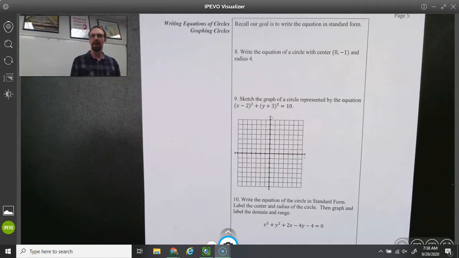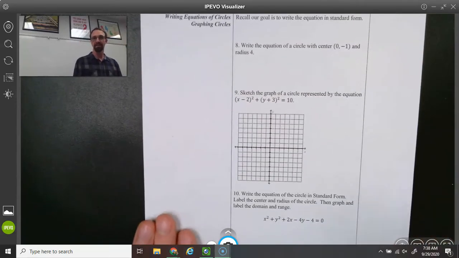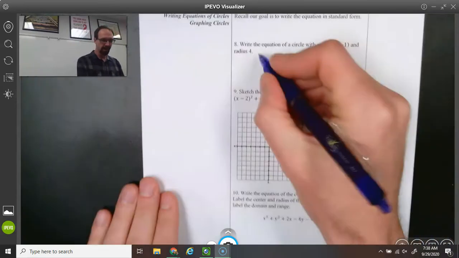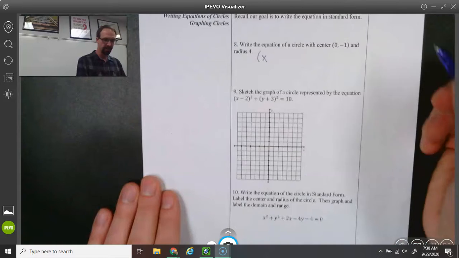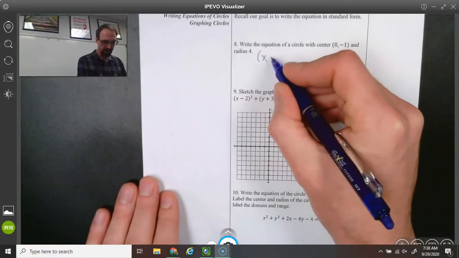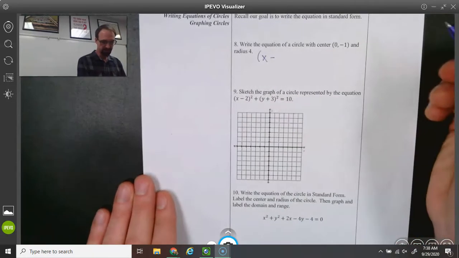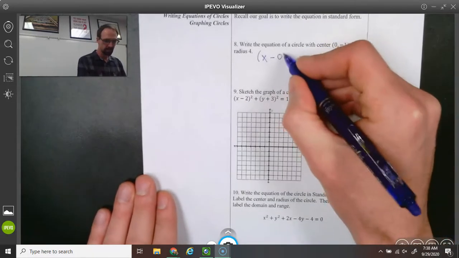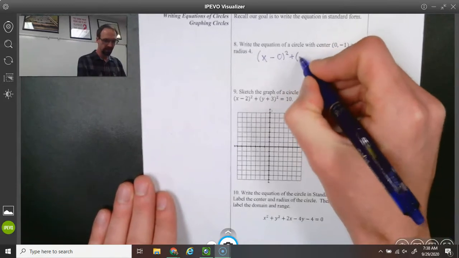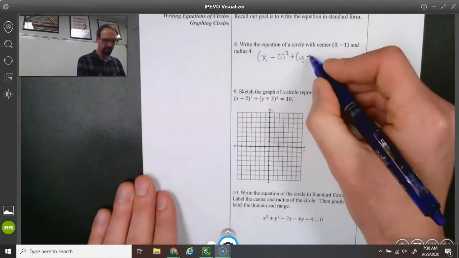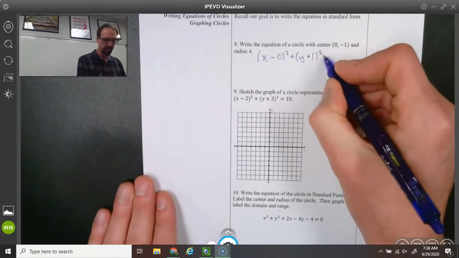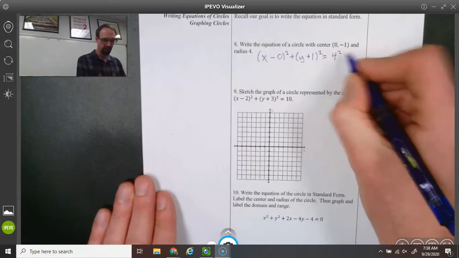We're going to finish out with writing equations of circles and then also graphing circles. So if I want to write an equation in standard form and I'm given a center and a radius, what I can do is plug these values in. So I have x minus 0 squared plus y minus, in this case, plus 1 squared equals radius 4 squared.